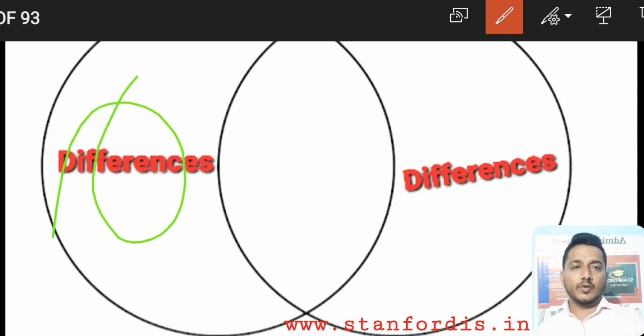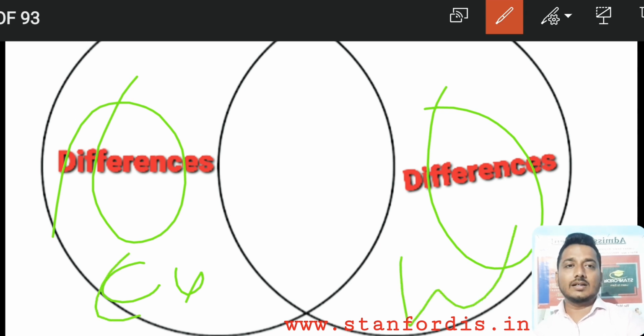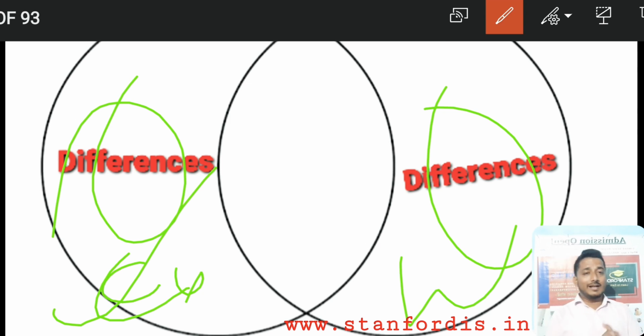here we are going to write the differences. What are the differences between two items? Suppose I am talking about two items like milk and water, so what are the differences? Milk is white. Water is colorless, so I write colorless here and white for milk here. What is milk and water?